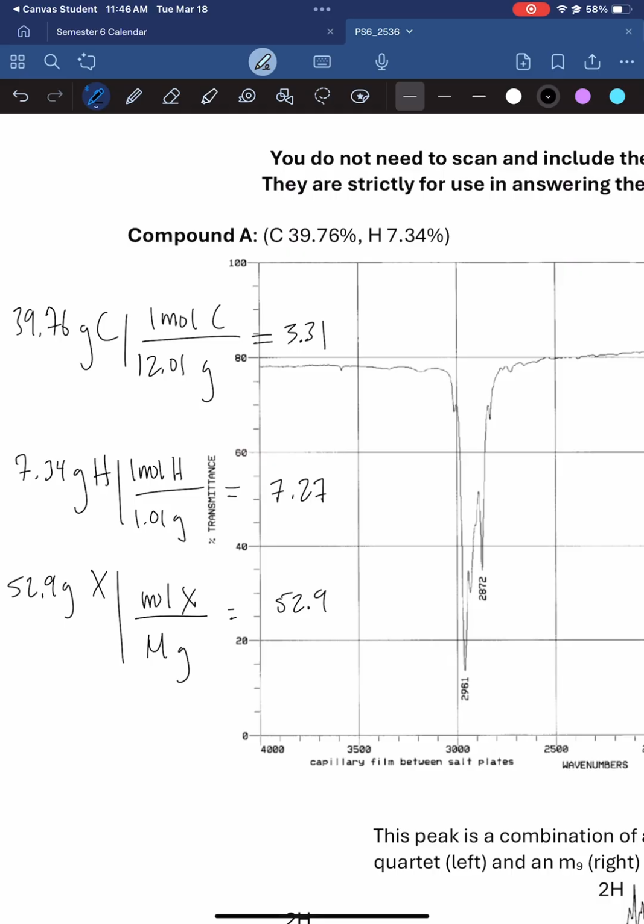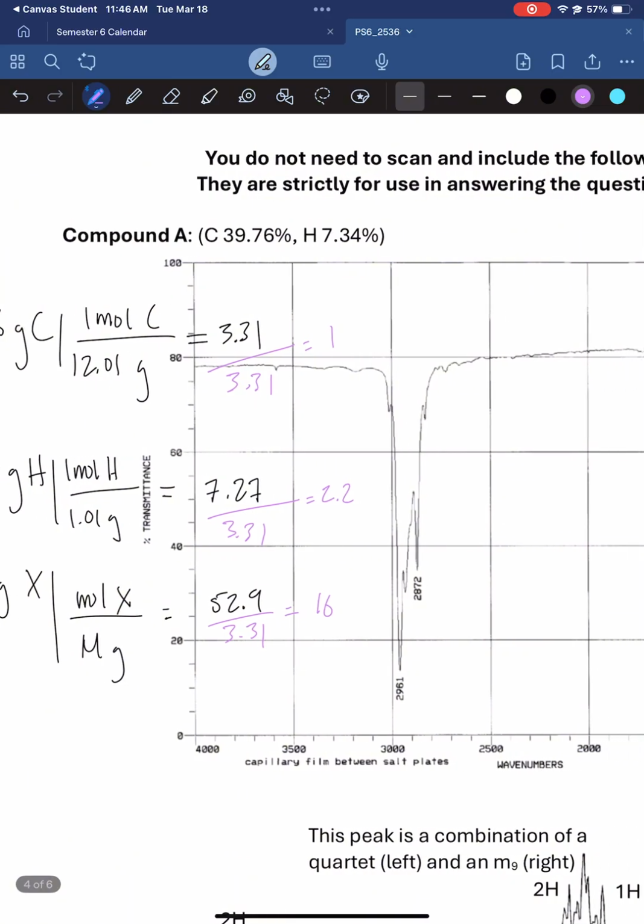Next part is going to be divide by small. I'm going to go in purple. The smallest one is going to be 3.31. And after we divide by small, we're given 1 here, we're given 2.2 here, and we're given, let's say, 16 here, something like that. And the last part of the jingle is multiply to a whole.